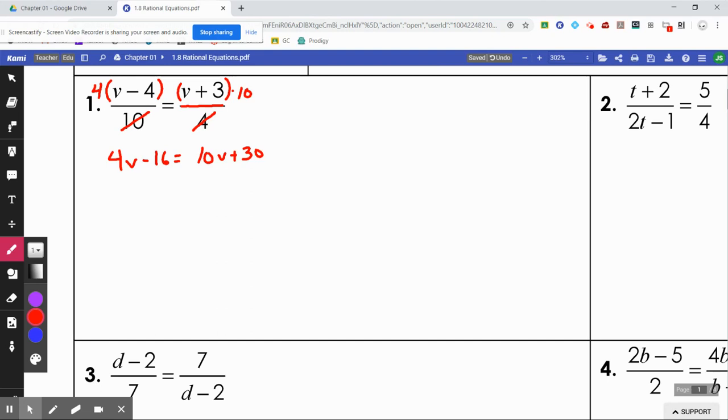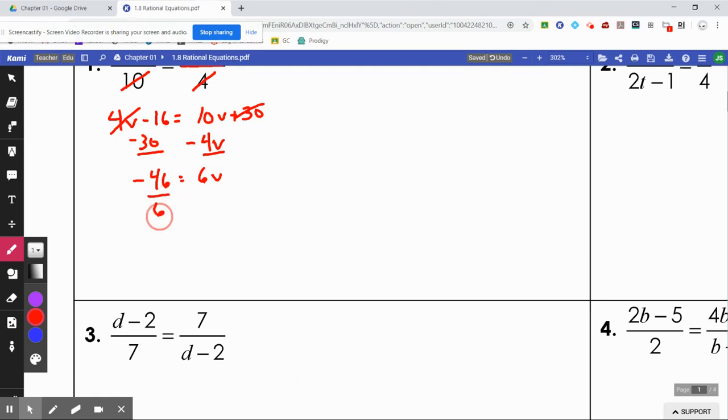Now it's just a basic linear equation. We're going to move our v's to the same side, subtract 4v, and move the 30 by subtracting 30. We now have negative 46 is equal to 6v. When we divide by 6, we can reduce our resulting equation, divide top and bottom by 2, which gives me negative 23 over 3, final answer.